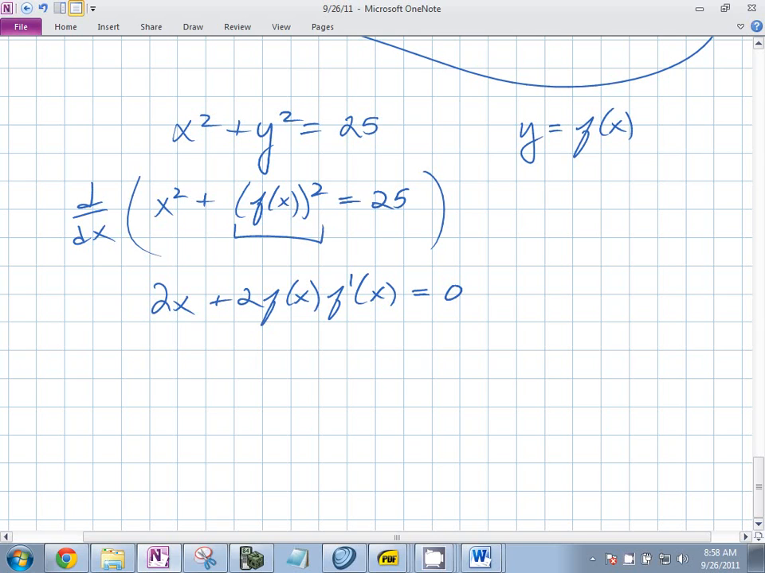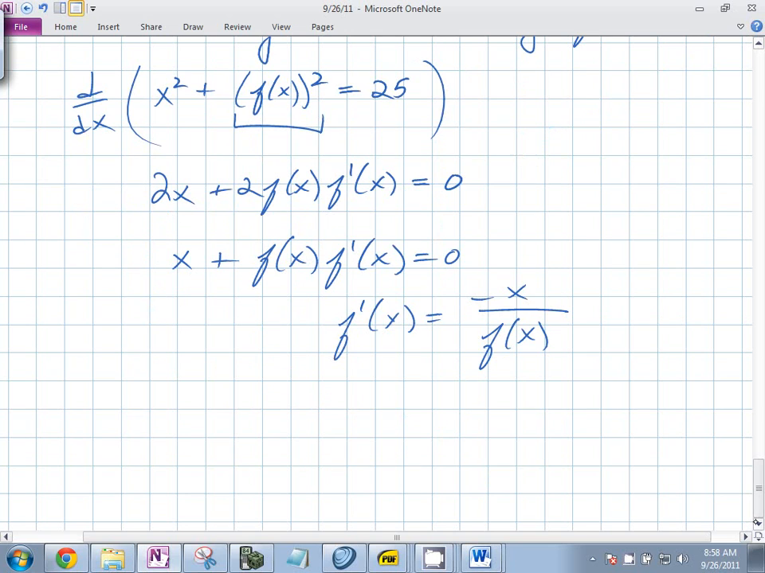What are we interested in isolating? F prime of x. So I'm going to divide by 2 first. What does f prime of x equal? Negative x over f of x. What was f of x? F prime of x is equal to negative x over y.